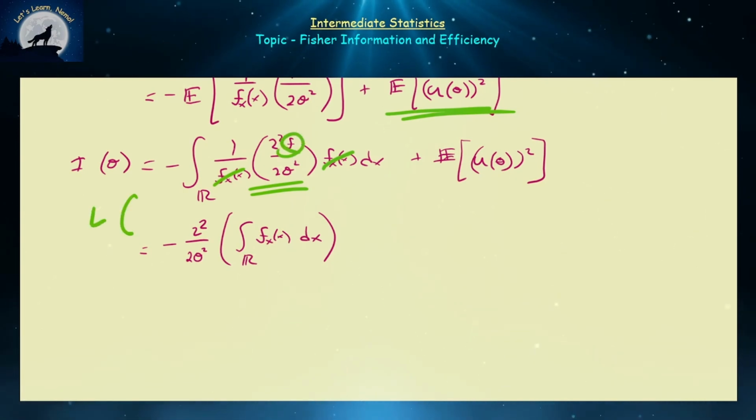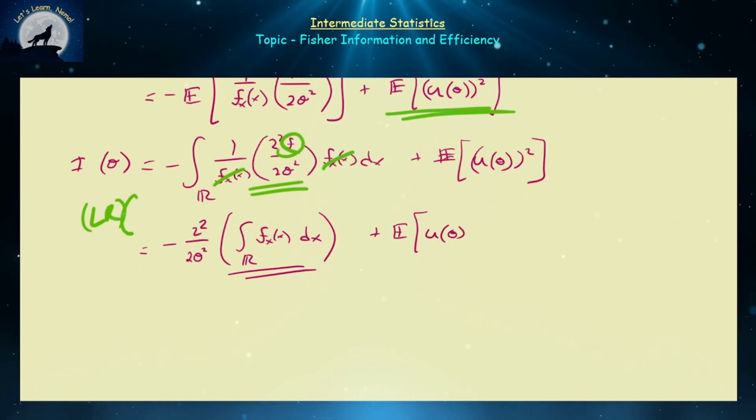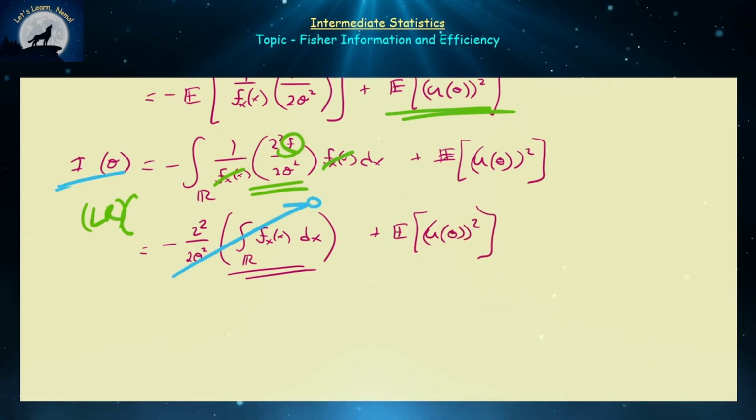And this, again, is the Leibniz rule. And this, as usual, is equal to 1, since that's a probability density function. So then we're going to have what left? So this is going to be equal to 0, and then we have I theta equals the second moment.